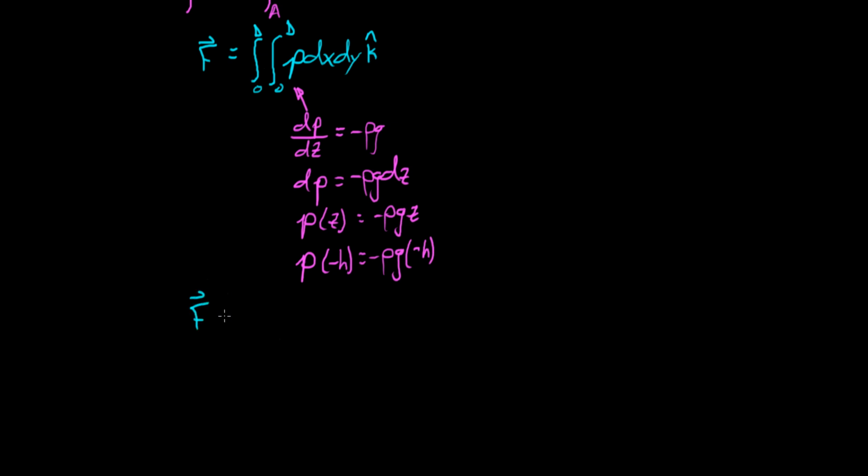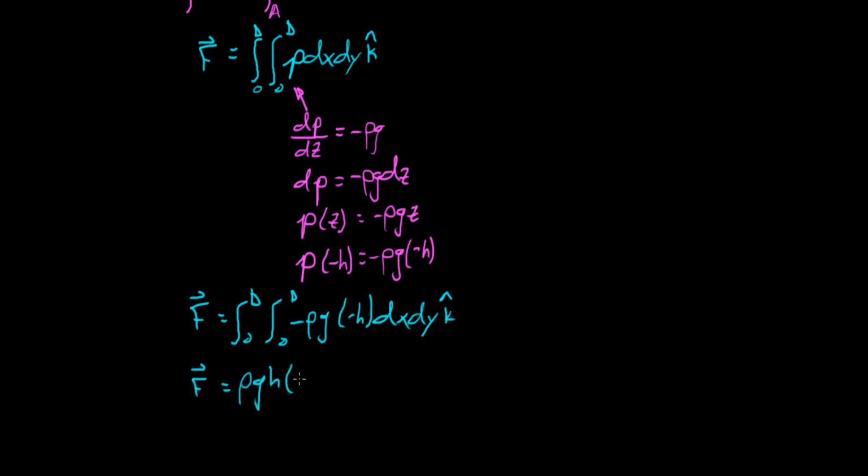So we get the force is equal to the integral from 0 to d, integral from 0 to d of minus rho g times minus h. Sub that in. And then we still have our differential area here, dx dy k hat. And if you perform that integral, you get something that you've probably been expecting. Rho g h times d times d times k hat. That's the force acting on the bottom of this tank.